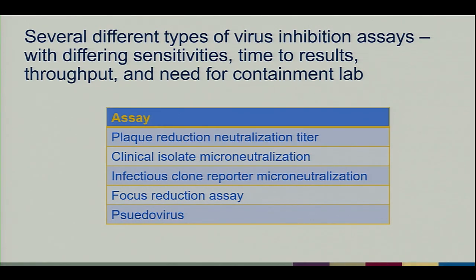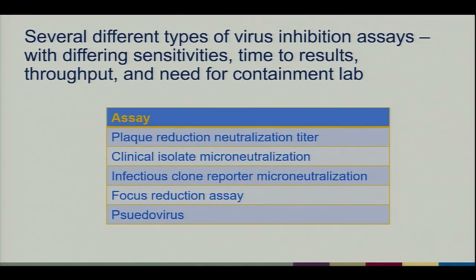Clinical isolate microneutralization, where you take isolates made from patients, and then you see how much serum is needed to completely block virus-induced cytopathic effect. There are some groups who are using infectious clones, so these are used in containment. They are fully infectious viruses, but they have a reporter gene, like a fluorescent gene, inserted into the genome so that you have a fluorescent readout. Focus reduction assays, a little bit like plaque reduction neutralization, but you do an immunostain for a viral protein, and that's a little bit faster than a plaque reduction assay.